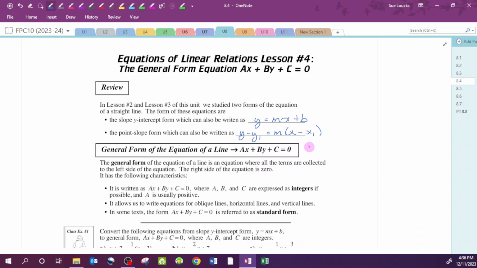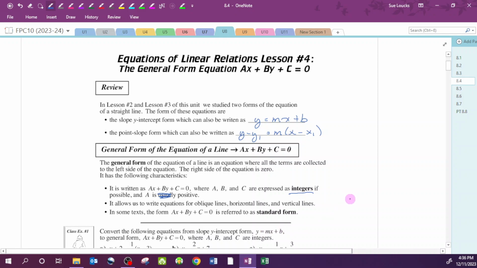There's another version of the equation of a line, which we call the general form, which is ax plus by plus c equals 0. It's not a useful form of the equation of a line, but it looks pretty, I guess. These a, b, and c are integers. I don't know why it says if possible, because it's always possible. And a is positive. That's the definition: a is a positive value and they're all integers. And this lets us do any lines.